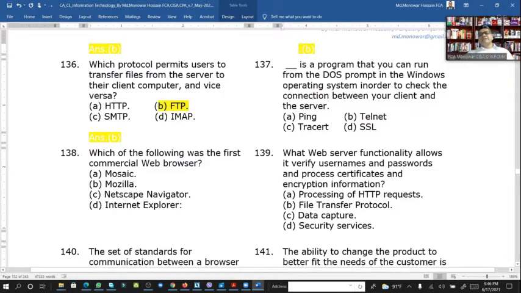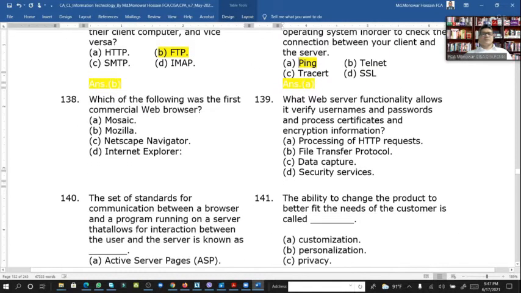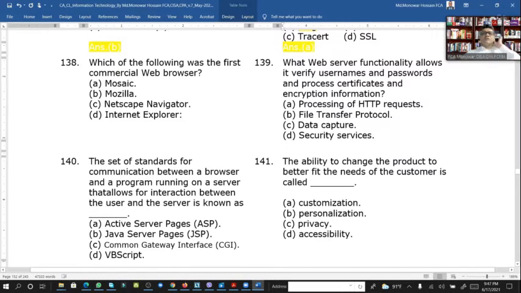Dash is a program that you can run from the DOS prompt in the Windows operating system in order to check the connection between your client and the server. So Ping, sir. A, okay. Yes sir, A, ping. Which of the following was the first commercial web browser? Commercial web browser.